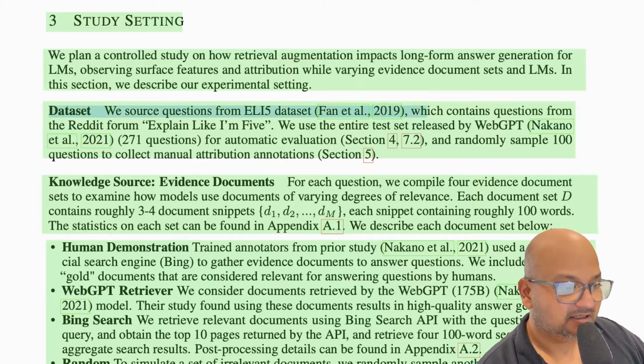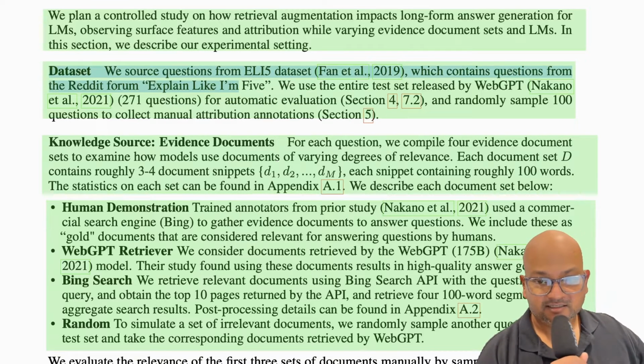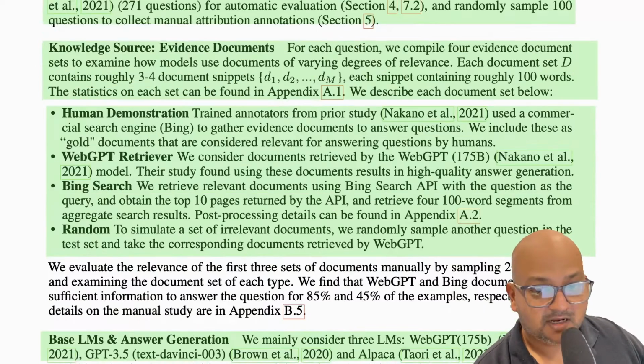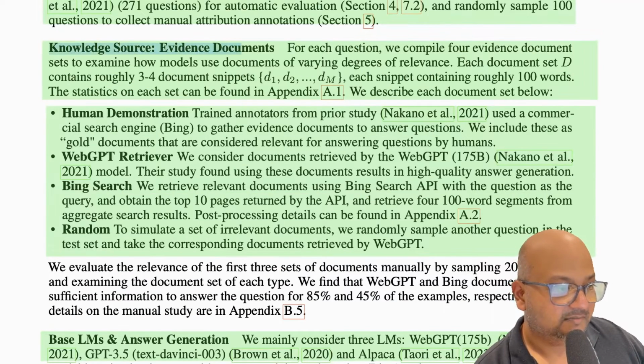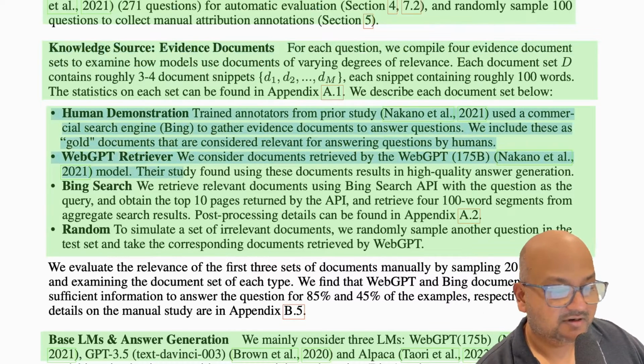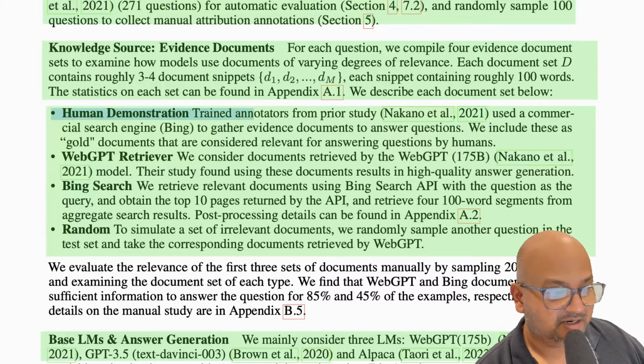They start with the ELI5 data set, Explain It Like I'm 5, which is a subreddit, and that is their input set of questions that are being asked. Now, for the document sets, the underlying ground truth that's being used as evidence, they construct 4 different sets of documents. The highest quality one is gathered by humans, by trained annotators. They do use search engines, but they also apply their own judgment.